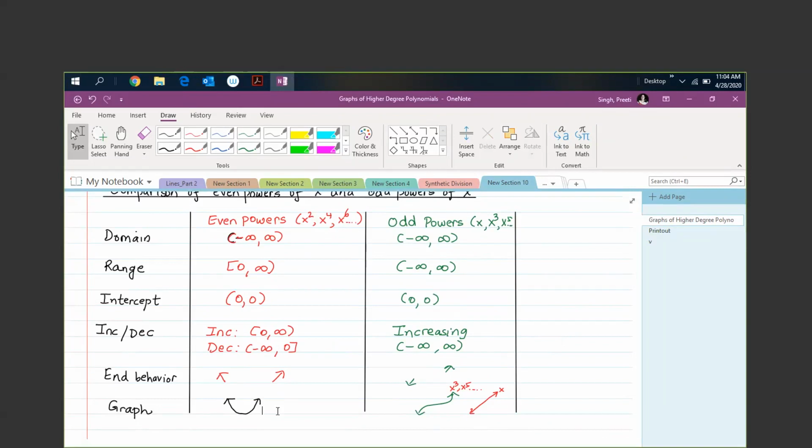The domain is negative infinity to infinity because the parabolas extend indefinitely on the left and indefinitely on the right. So domain is always, yes, Joshua.